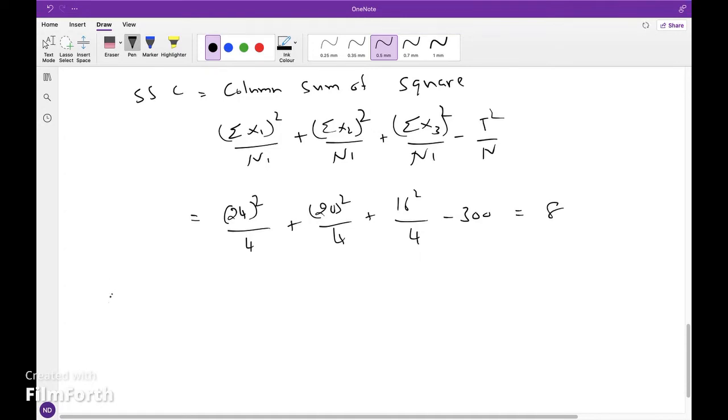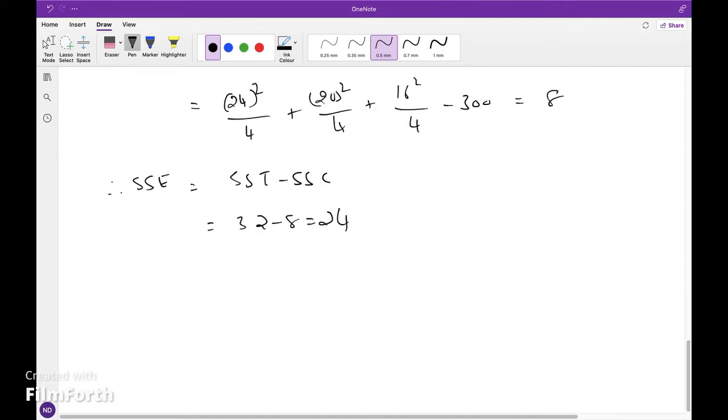So therefore SSE, that is error within column, is SST minus SSC, because SST is equal to the addition of SSC plus SSE. So this value is 32 minus 8, that is 24. Now fix these values in the ANOVA table.